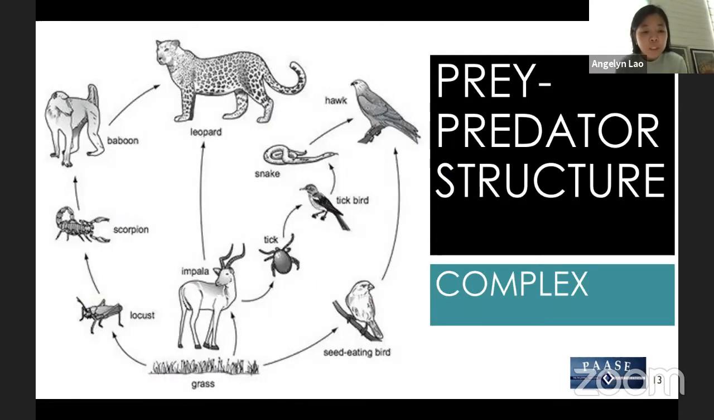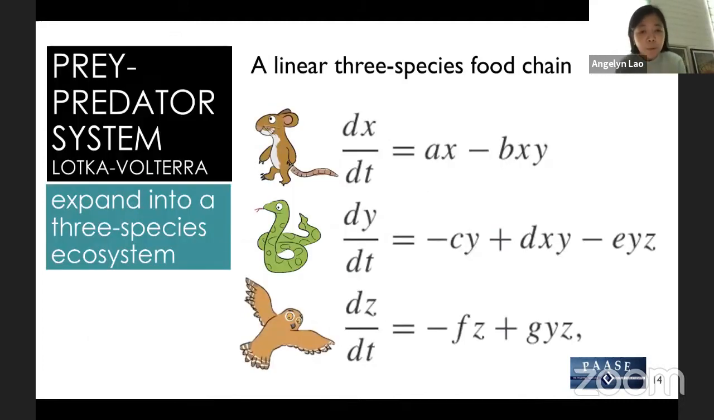So the prey-predator system is not limited to two species. As shown here, it can be extended to a more complex prey-predator structure, like what is shown on the left side, okay? Or to even have a more complicated prey-predator structure. For example, this is an extended three-species food chain where the lowest level prey X is preyed upon by the mid-level species Y, which is preyed upon by a top-level predator Z.